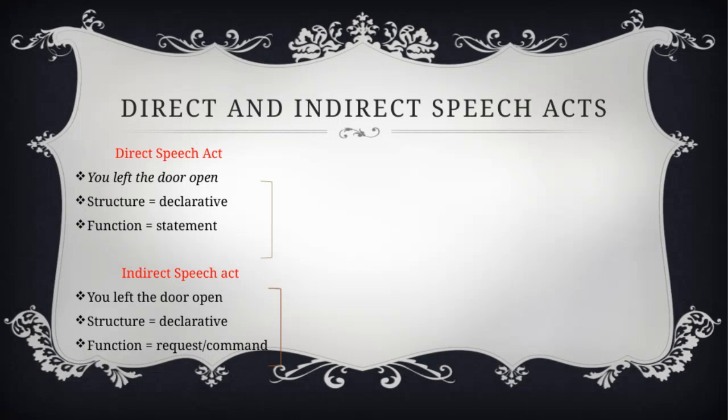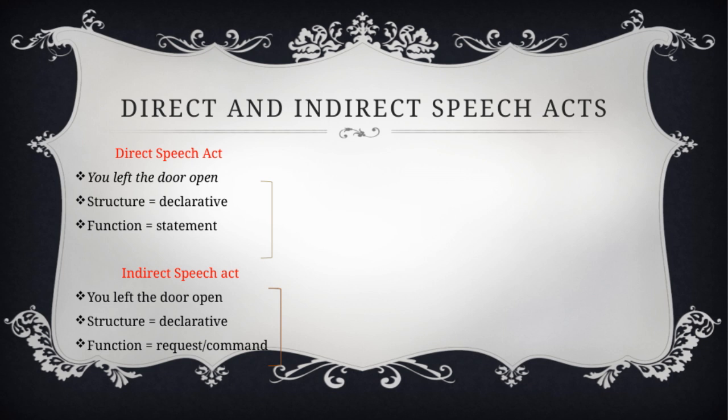Now let's look at the difference between direct and indirect speech acts, using the example, "You left the door open." When it's a direct speech act, it's a straightforward statement. The structure is declarative, and its primary function is to make a statement. It's simply telling someone what happened. However, the same sentence can also serve as an indirect speech act. In this case, even though the structure remains declarative, the function shifts. Instead of just stating a fact, it can be a request or a command, like asking someone to close the door without explicitly saying so.